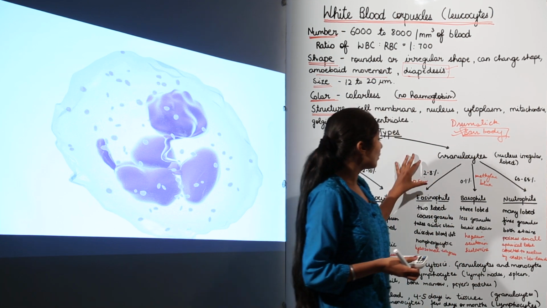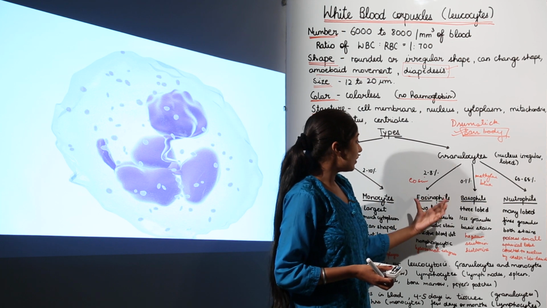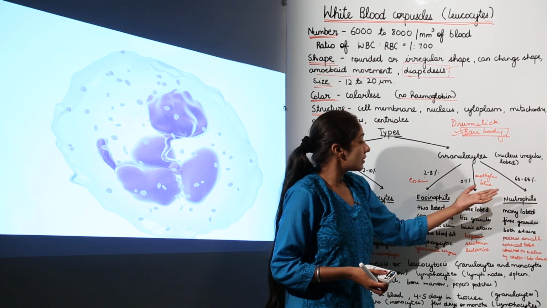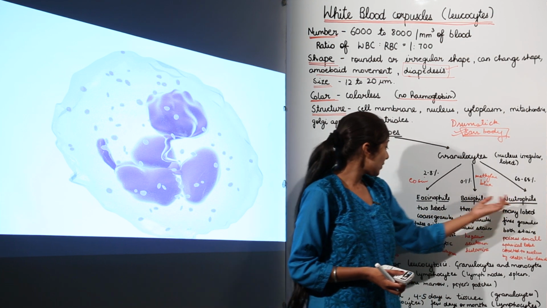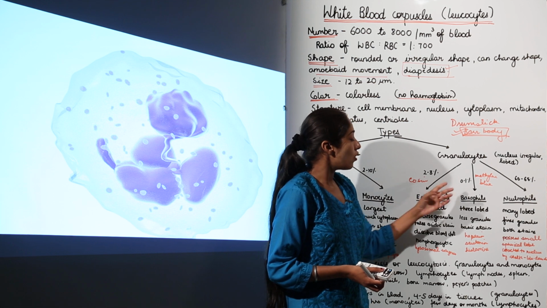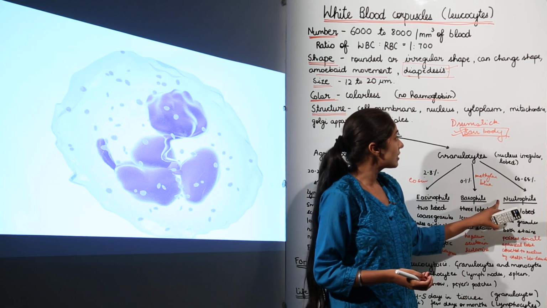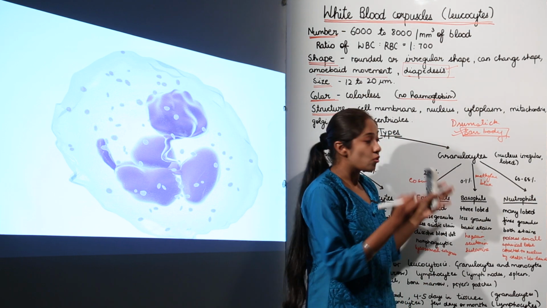Now if we talk about the number, then we have the least number of basophils, the highest number of neutrophils, and then we have eosinophils. So the largest ratio is of neutrophils when we talk about leukocytes as a whole, right?